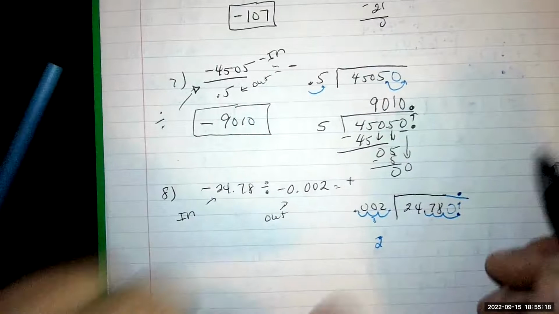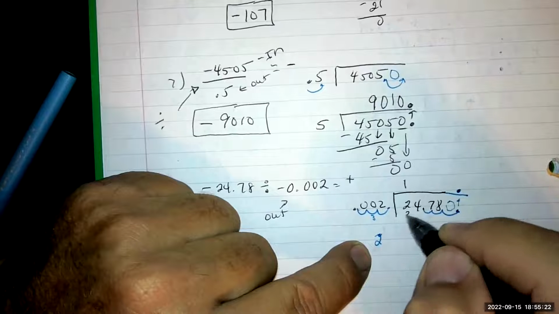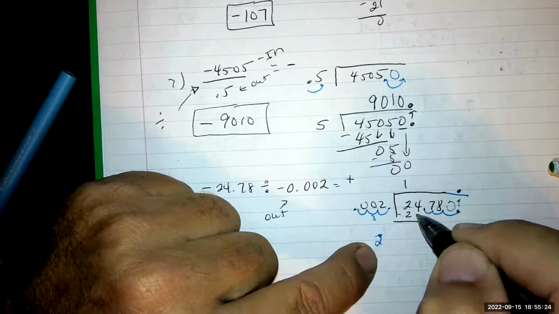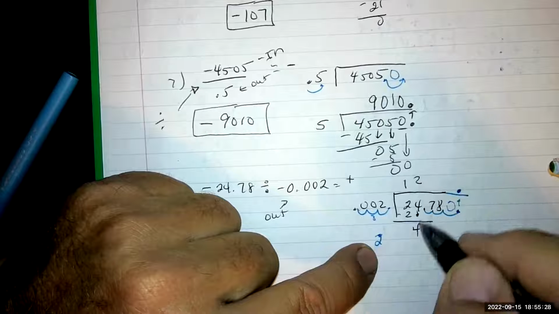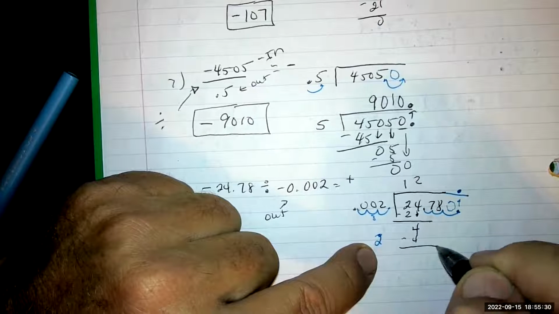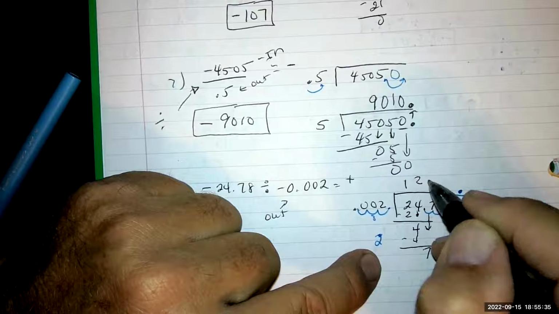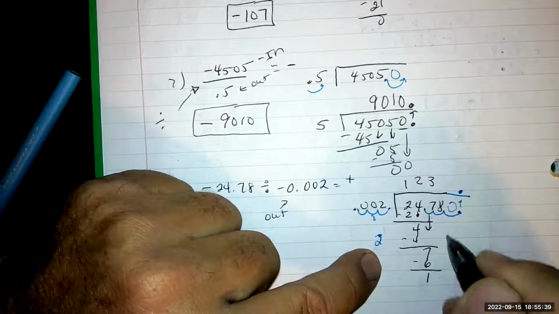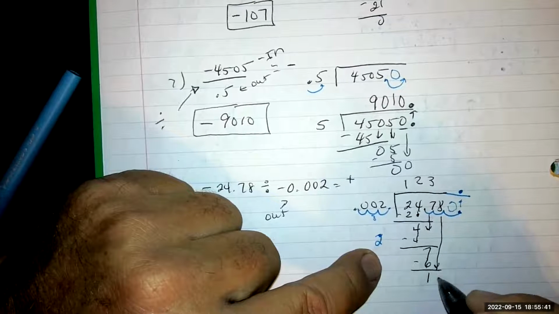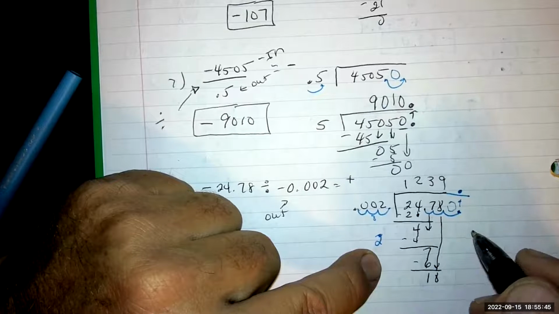Look, not hard. 2 goes into 2 one time. Bring down my 4. 2 goes into 4 2 times. Bring down my 7. 2 goes into 7 3 times. That gives me 6. Subtract it, and then bring down my 8. 2 goes into 18, 9 times.